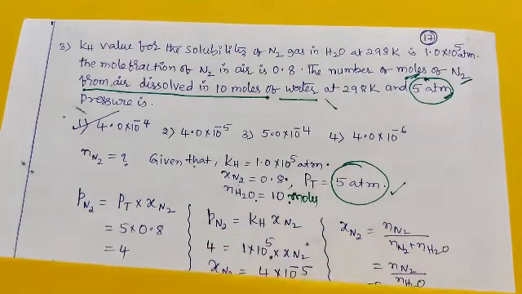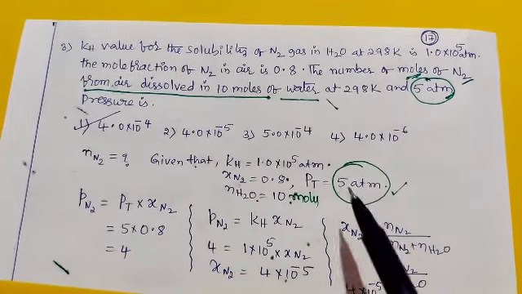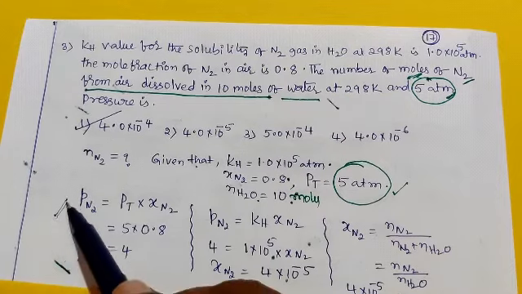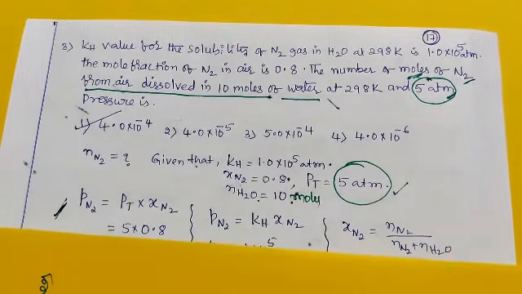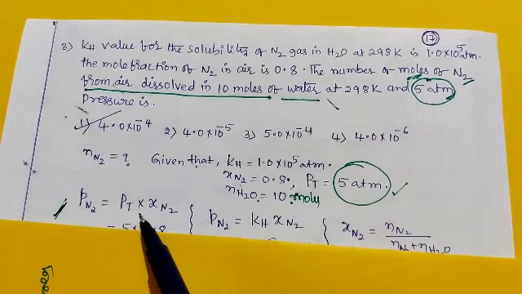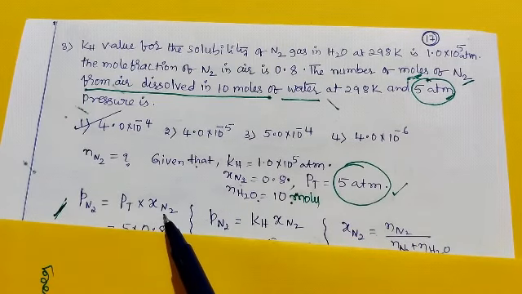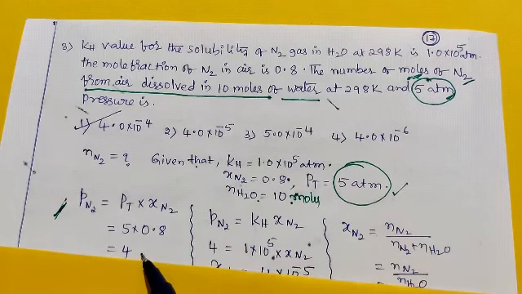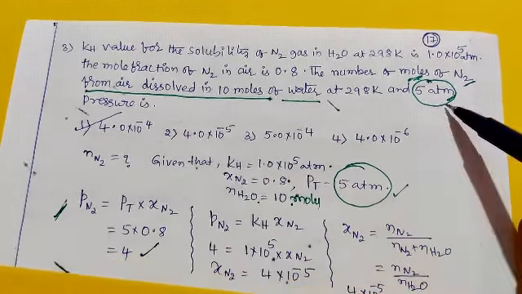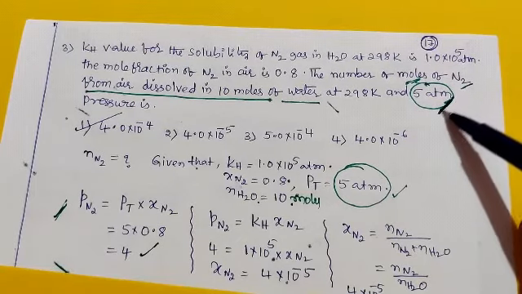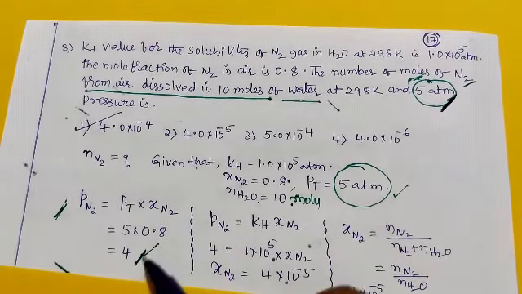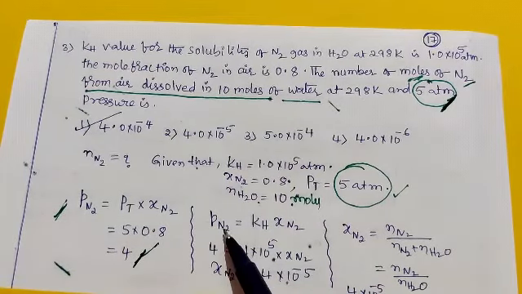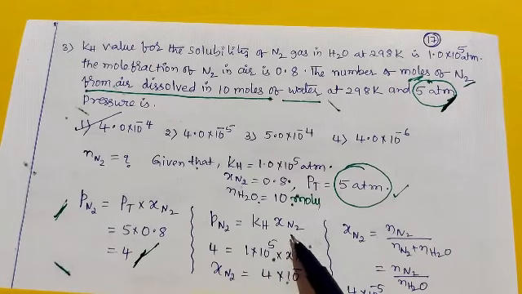Now students, we know according to Dalton's law of partial pressure, the partial pressure of that particular nitrogen gas is equal to the product of total pressure and its mole fraction. On this basis, 5 into 0.8, that is 4 atmospheric pressure, is obtained. Means out of these 5 moles of atmospheric air, 4 moles of nitrogen is dissolved. Okay students, so finally we know partial pressure of nitrogen is equal to KH into mole fraction.